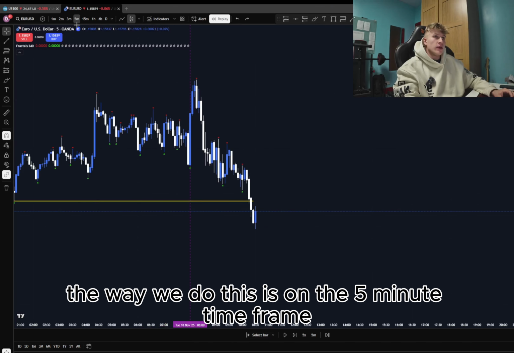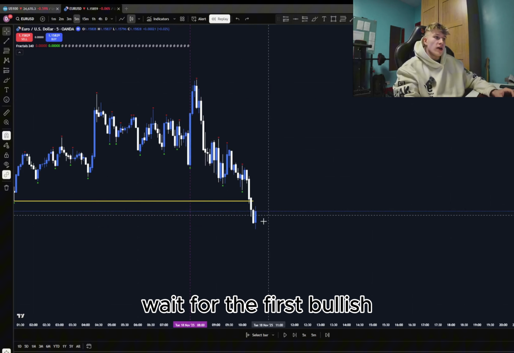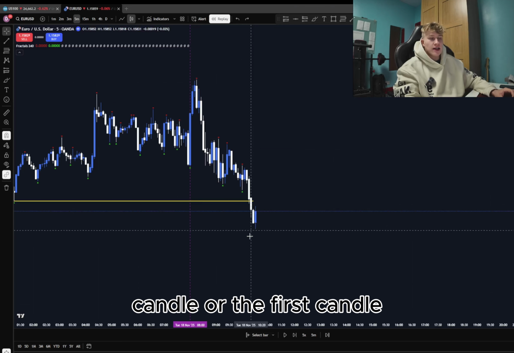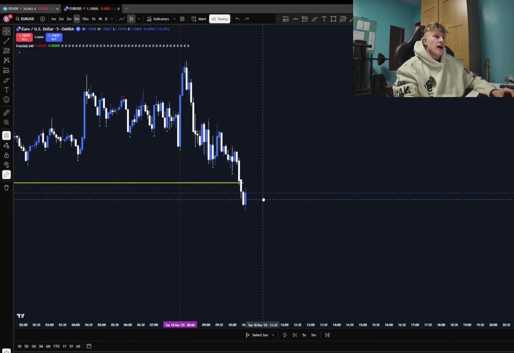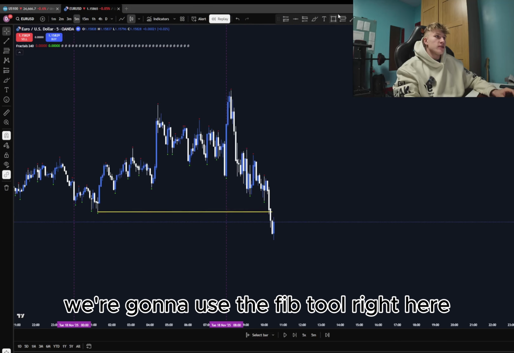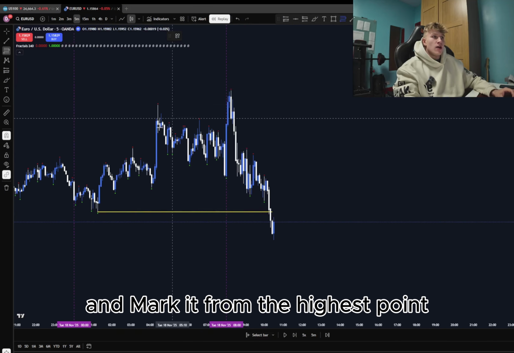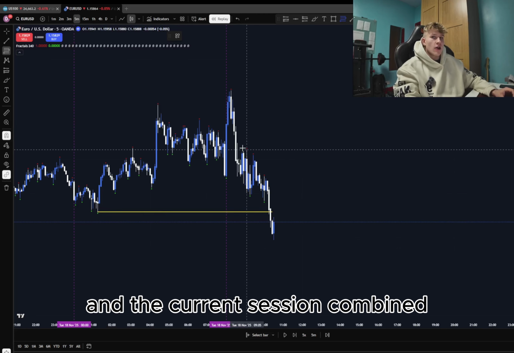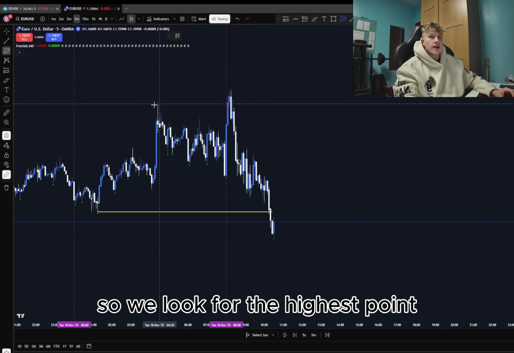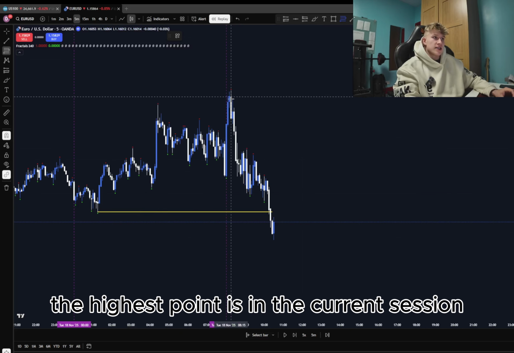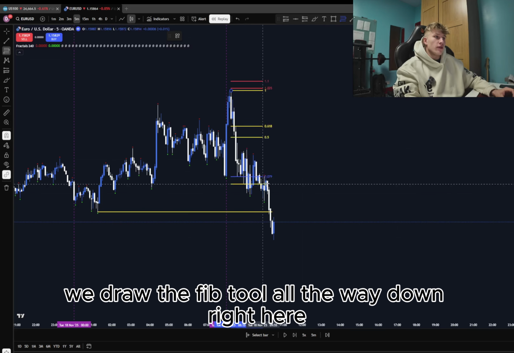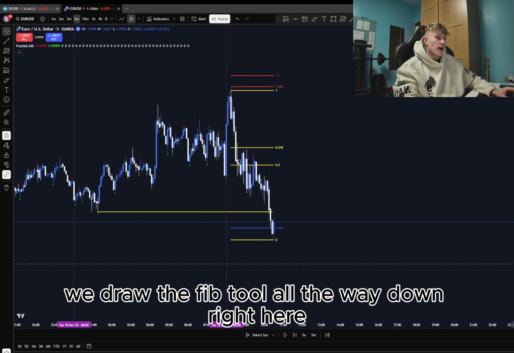So the fake out, the way we do this is on the 5-minute time frame, wait for the first bullish candle or the first candle in the direction of the bias to form. And as soon as we've done that, we're going to use the fib tool right here and mark it from the highest point in the previous session and the current session combined. So we look for the highest point. The highest point is in the current session, so that's completely fine. We draw the fib tool all the way down right here.